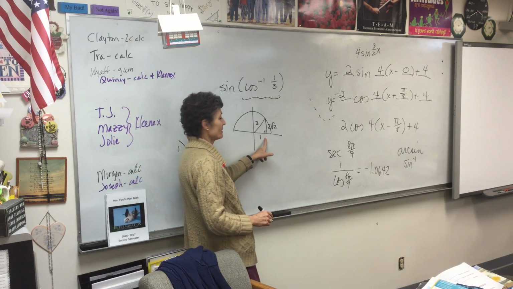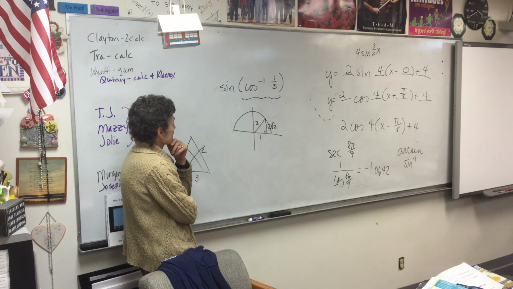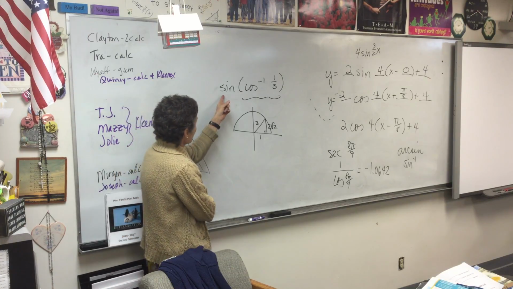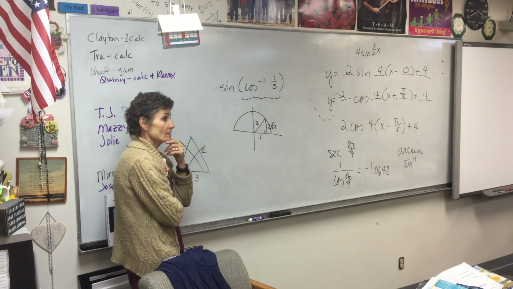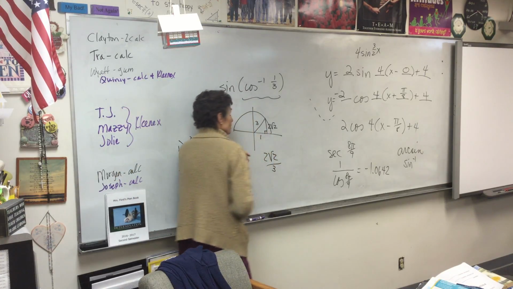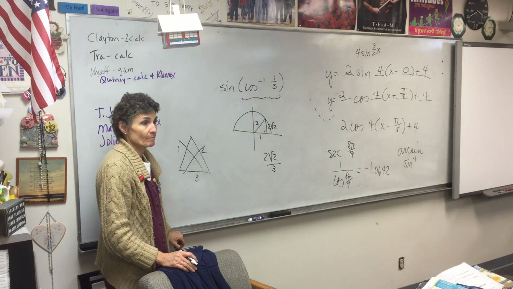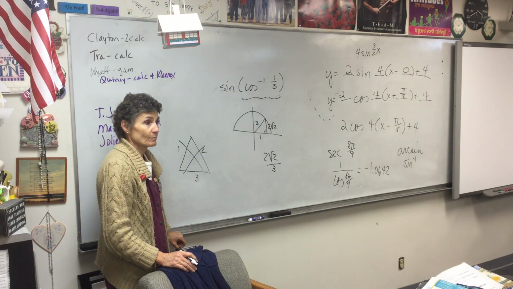We have this triangle right here. What do I want to know about that? It is not a special triangle. I don't care. I want to know its sine. So the sine would be 2 root 2 over, right, opposite over hypotenuse. Right?